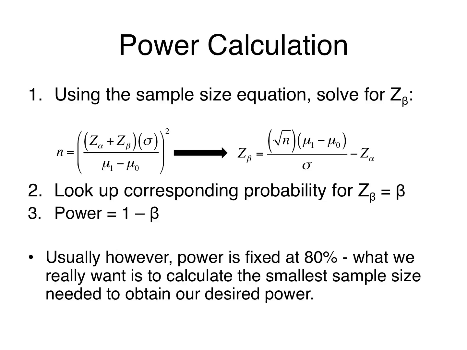So now let's turn to how we actually calculate the power of a test. Using the sample size equation found in your module notes, you can rearrange the formula to solve for Z beta, which is the Z score corresponding to a probability of a type 2 error. The next step is to look up the corresponding probability for that Z beta in a Z table, and since power equals 1 minus beta, the final step is to subtract beta from 1 to get your power. So we'll try an example in a minute, but usually though, power is fixed at 80%, and we're trying to determine the smallest sample size needed to obtain our desired power.